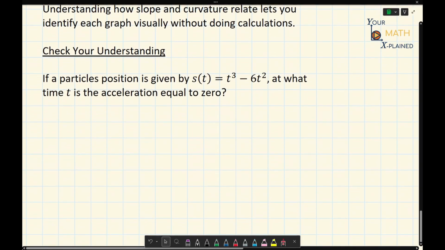And now it is your turn to give this a try. Can you find the solution to this problem on the screen here?